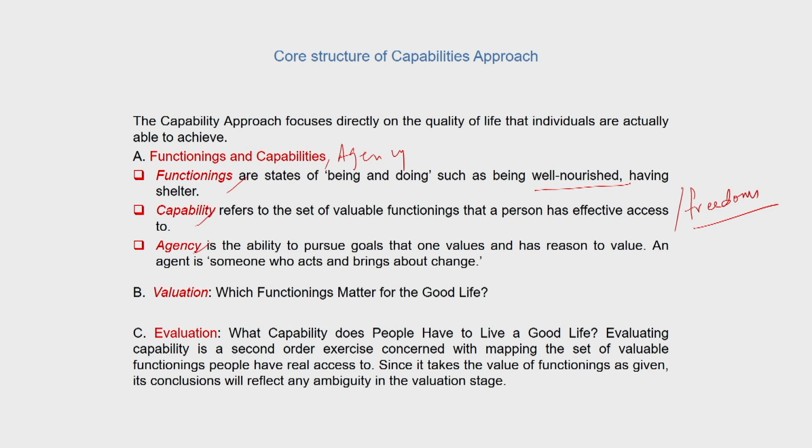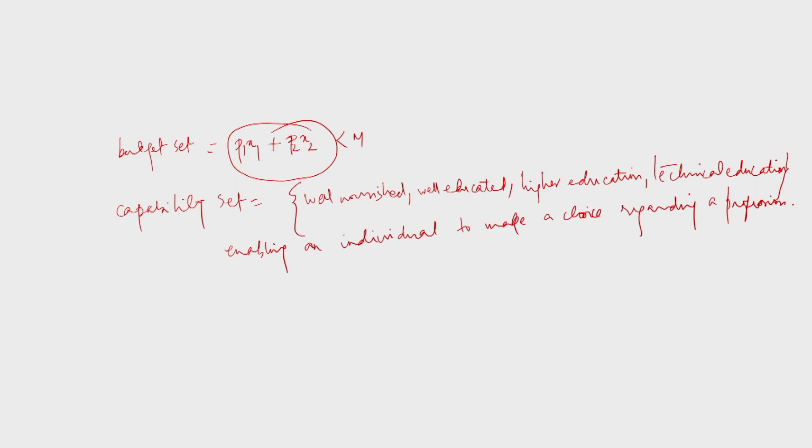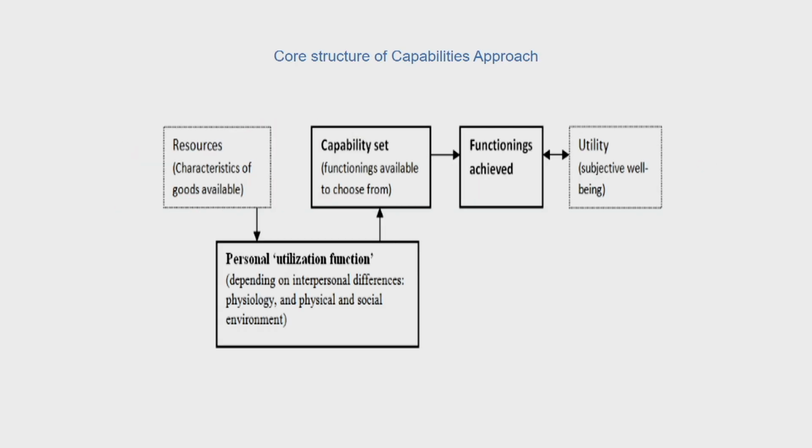So, in order to begin to evaluate how people are performing in terms of capability, we first need to determine which functionings matter for the good life and how much, or at least we need to specify a valuation procedure for determining this. And to explain evaluation, he says that evaluating capability is a second order exercise concerned with mapping the set of valuable functionings people have real access to. Since it takes the value of functionings as given, its conclusions will reflect any ambiguity in the valuation stage. Now, this is the core structure of the capabilities approach.